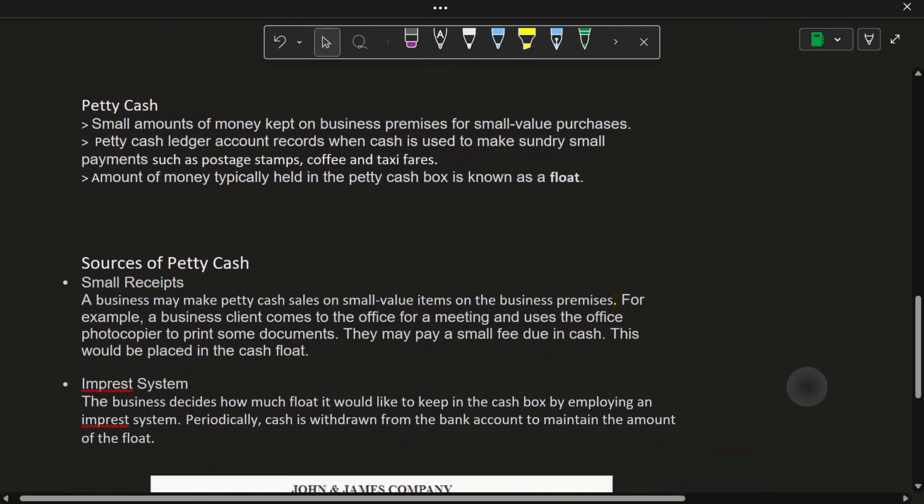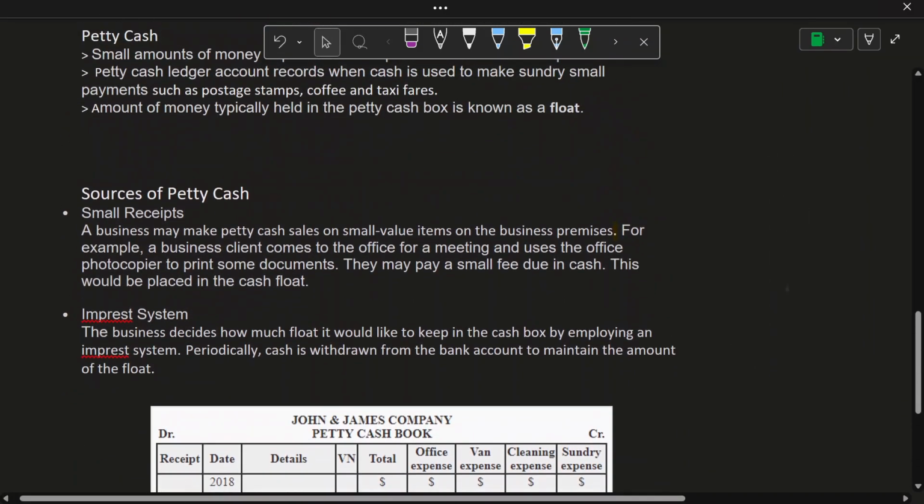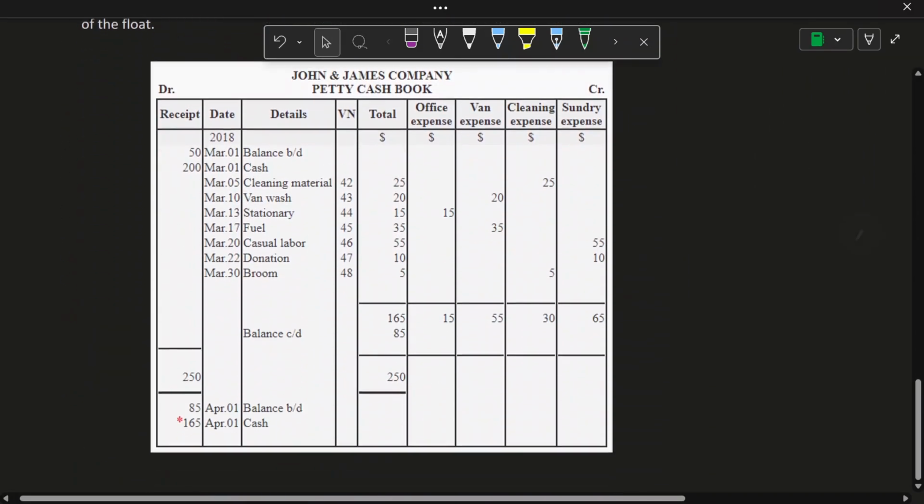Moving on, we have our petty cash book. Now, a lot of teachers don't really bother teaching this because it appears in your exam once in a blue moon, so it isn't really considered important. I myself only found out the petty cash book even exists a month before my exam. So, this is a short rundown on what it's about.